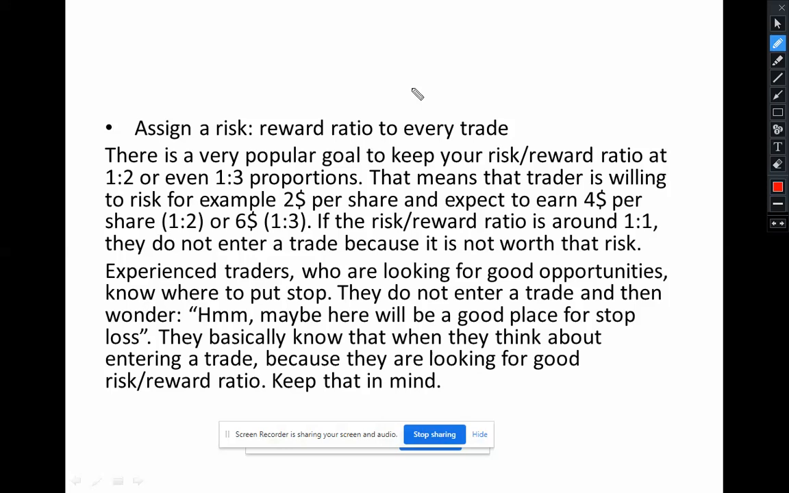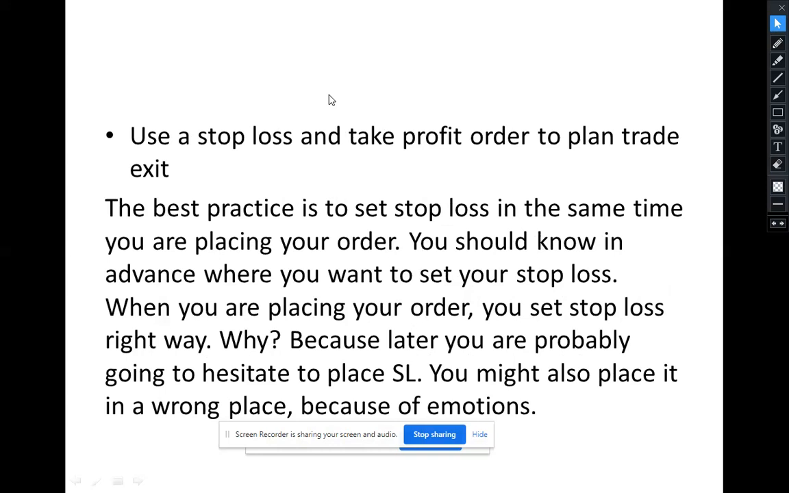So always assign your risk reward ratio. Know the amount you want to risk in order to earn. Then the next one I want to explain is: use a stop loss. Use a stop loss and take profit order to plan your trade exit. Always use a stop loss and take profit order.